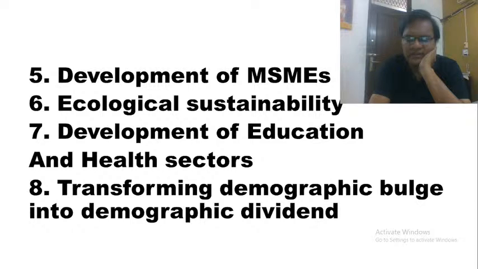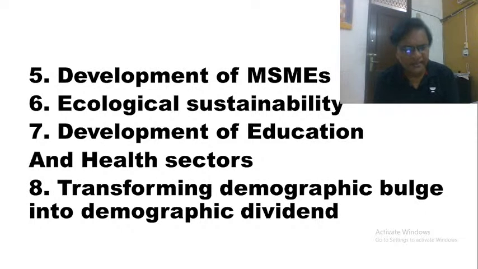You have to transform this demographic bulge into a demographic dividend. That is very, very important. And how can you transform the demographic bulge into a demographic dividend? How can you make sure that at least 50-60% of your population are skilled and can get jobs in the private sector, what we call productive employment? That is only by focusing on two important sectors, education and health. That is where we talk about the reforms in these sectors. Then only we can have inclusive growth.